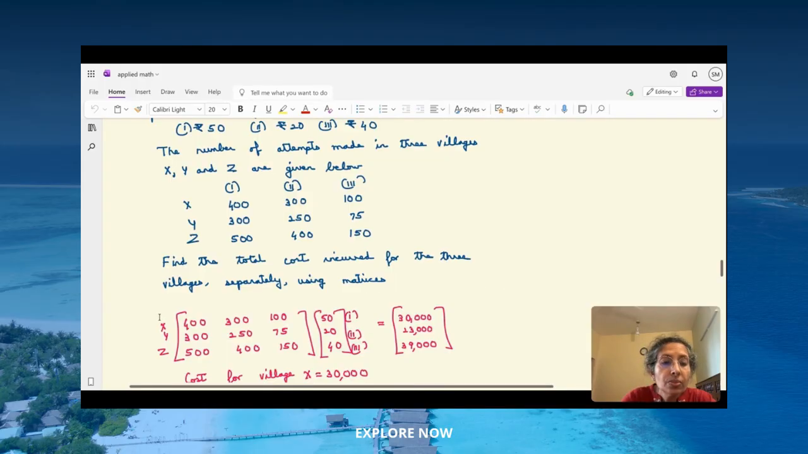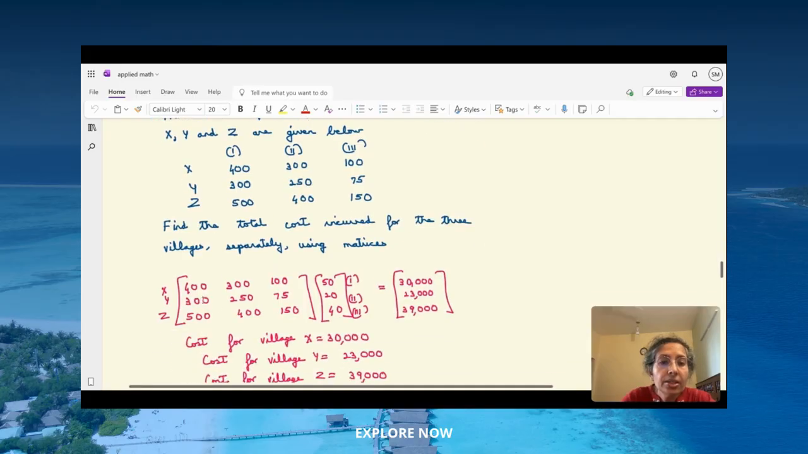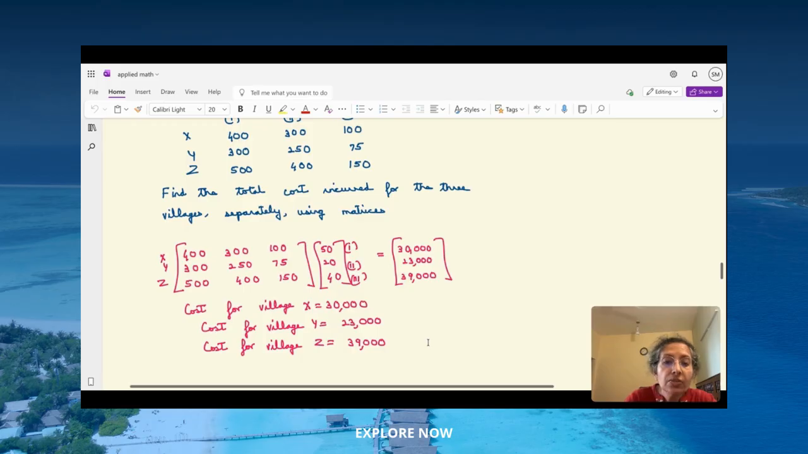So we write it in matrix form. X, Y, Z are the three villages as is given here: 400, 300, 100, 300, 250, 75, 500, 400, 150, and the cost is 50, 20, 40. So this is 3 by 3 and 3 by 1, so you can multiply. The product will be a 3 by 1 matrix. So the cost for village X is 30,000, cost for village Y is 23,000, cost for village Z is 39,000.